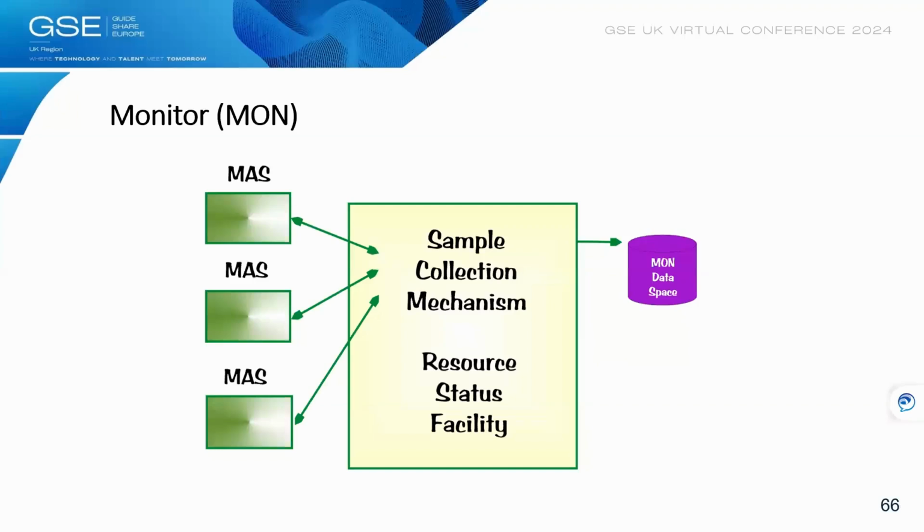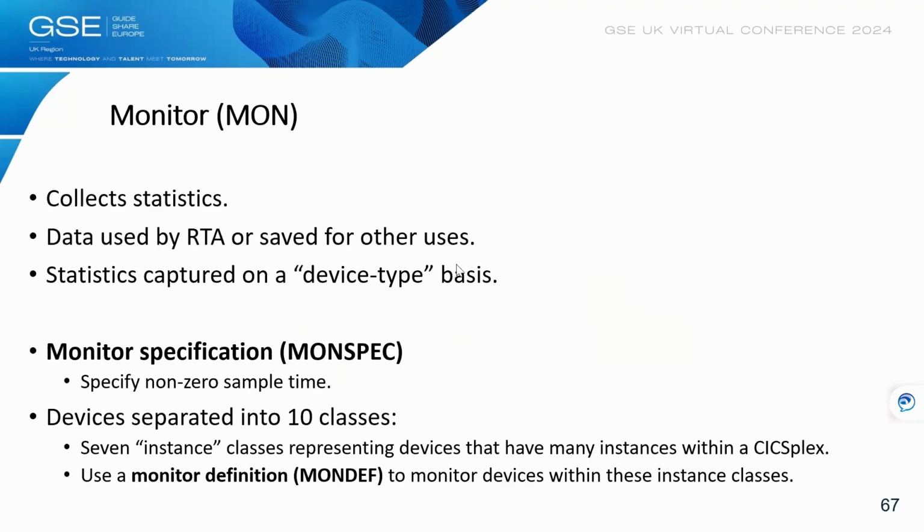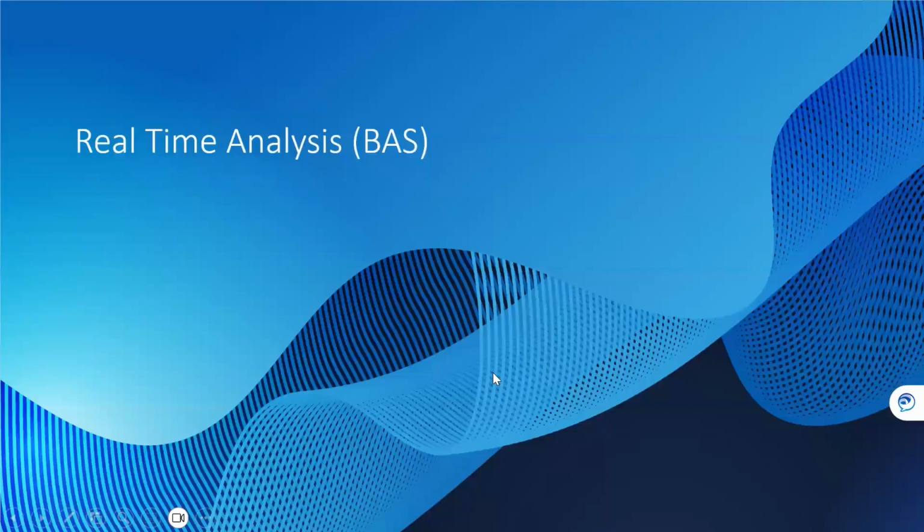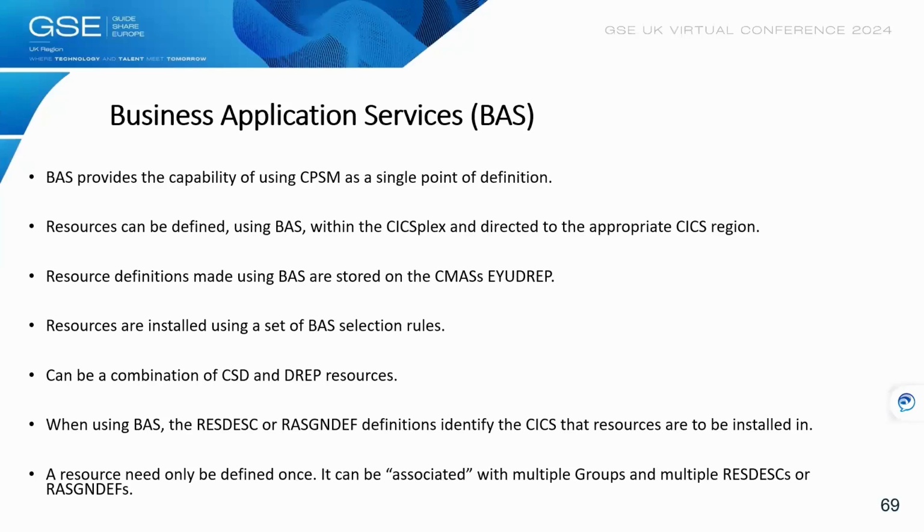And then for monitoring, this is collecting the data into data spaces. And like I said, in terms of monitoring, it collects the data used by RTA. There are separate monitor specifications that you can specify, and there are up to 10 classes of data that you can look to collect data on to make decisions. In terms of BAS, it gives you the ability to create resource definitions. Again, if you haven't done this yet, it's not a good idea to get started.